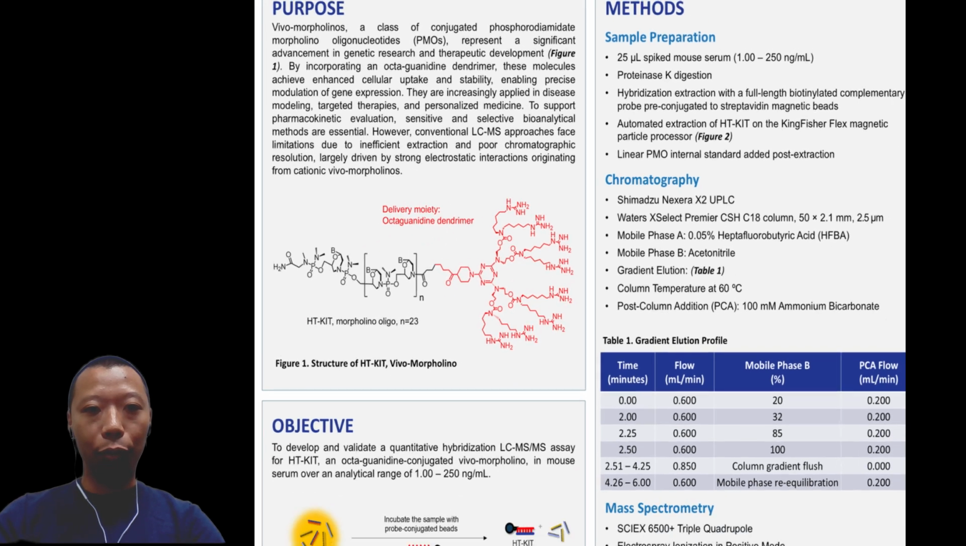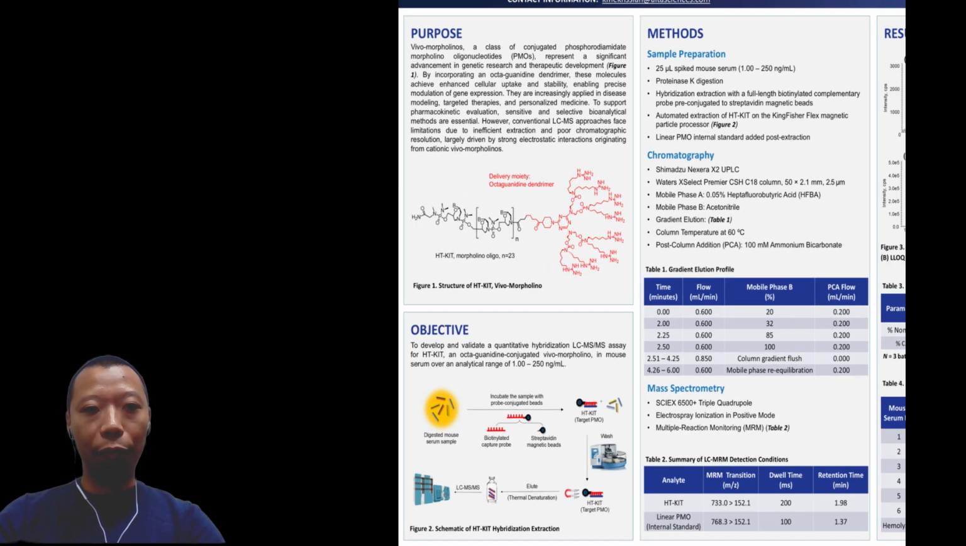As shown in Figure 2 and the methods section, the workflow involved digesting mouse serum samples and hybridizing them with the biotinylated capture probe. The analyte-probe complex was formed, washed, and thermally denatured to release HTKIT. LC-MS analysis was performed using a SCIEX 6500 Plus triple quadrupole MS in positive ESI MRM mode. Detailed LC-MS parameters were provided in Tables 1 and 2.